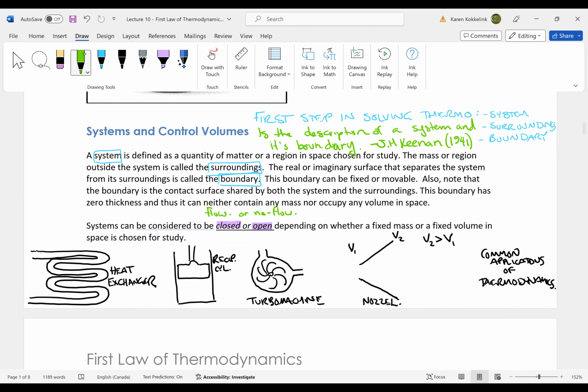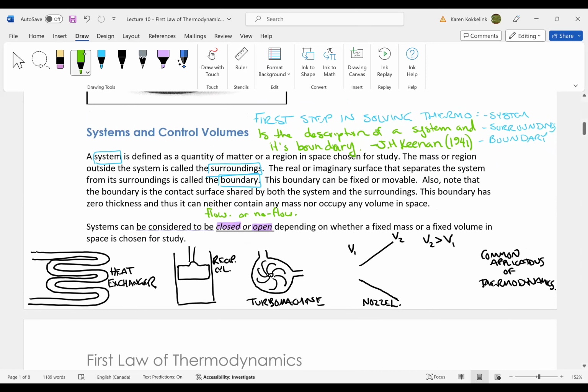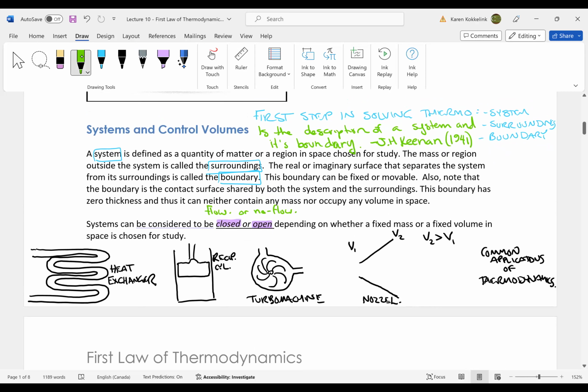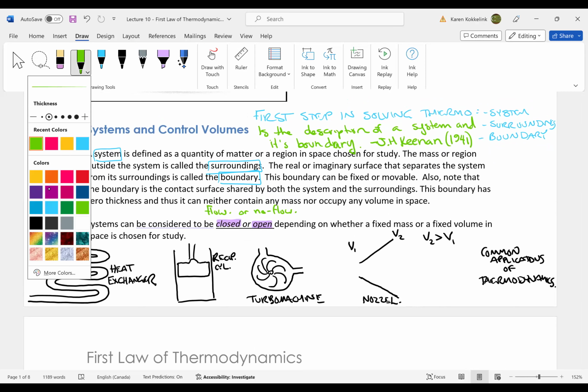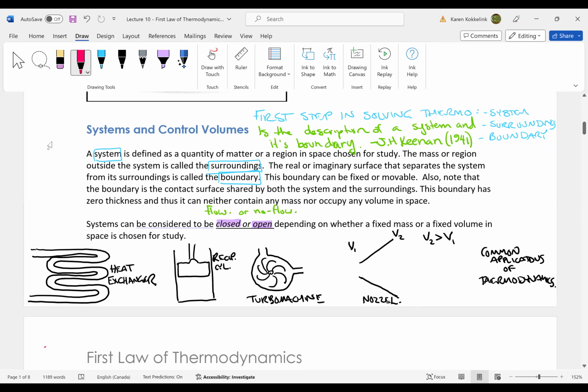So I showed you these common applications of thermodynamics down here, and Keenan says the first step in solving a thermodynamics problem is to draw out the system and its boundary. So I'm going to draw the boundary in, let's do it in this fuchsia color. If I were to look at this boundary of a heat exchanger, I know that mass is flowing into one side. But I have to have a distinct amount of volume to study. So I'm going to close off that side wherever I want to.